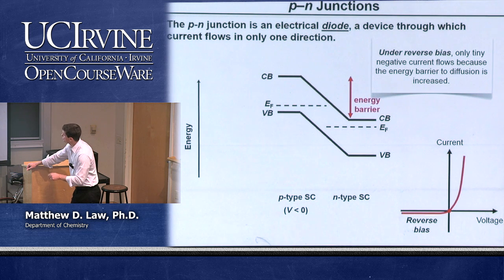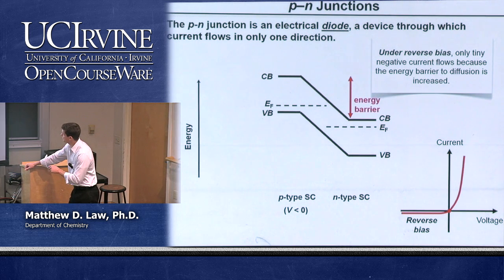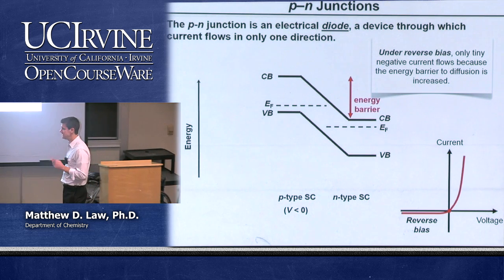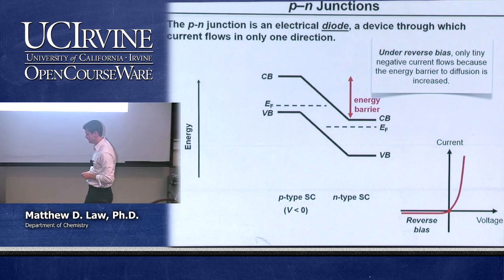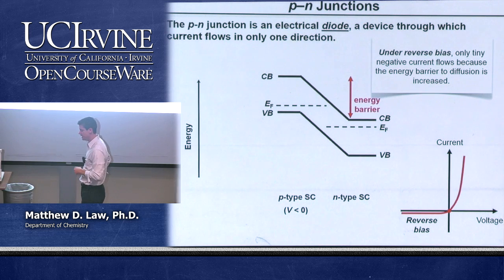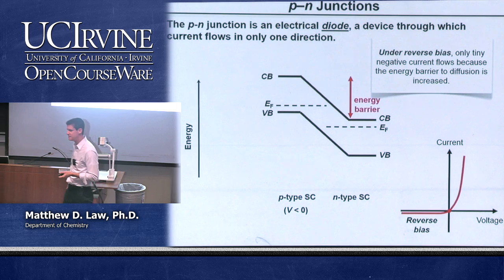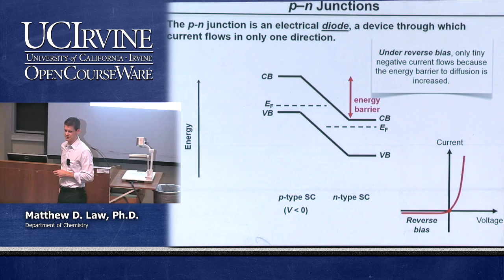So we have a diode. We have something that conducts very poorly in one direction, something that conducts very well in the opposite direction. And this is the key functionality of the PN junction that allows one to build memory, logic elements, transistors for displays, and then solar cells and other things.